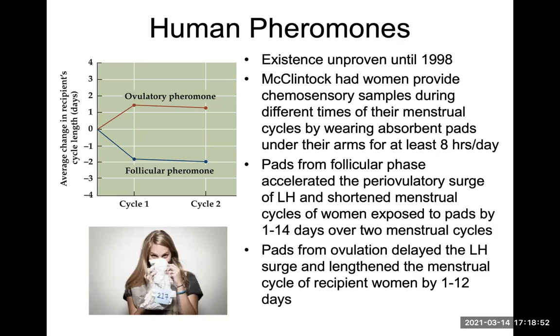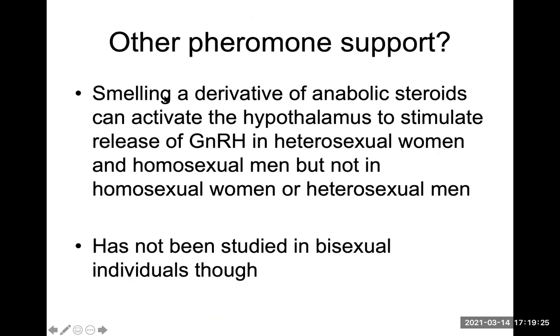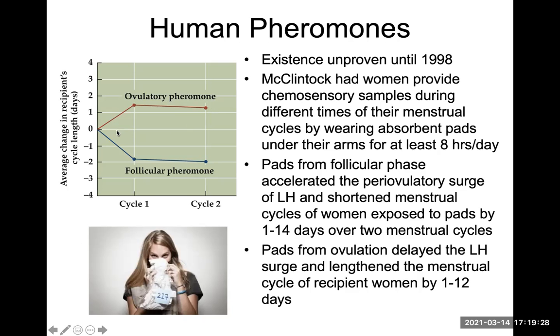And what we found was pads from follicular phase accelerated the surge of luteinizing hormone. It shortened the menstrual cycle of women who were exposed to the follicular phase pads. Pads from ovulation, the smell, the odor, actually delayed the luteinizing hormone surge and lengthened the menstrual cycle of recipient women by 1 to 12 days. This is just showing you exposure change in recipient cycle length, and it got longer if they were exposed to the ovulatory pheromone, and it got shorter if they were exposed to the follicular pheromone.